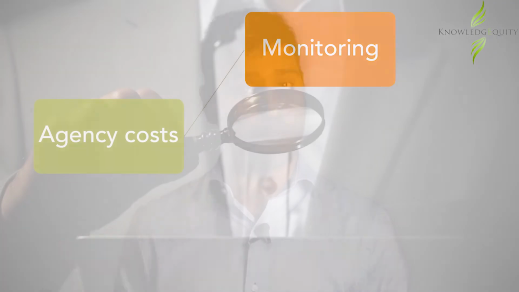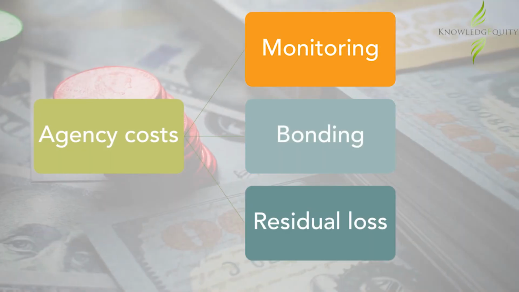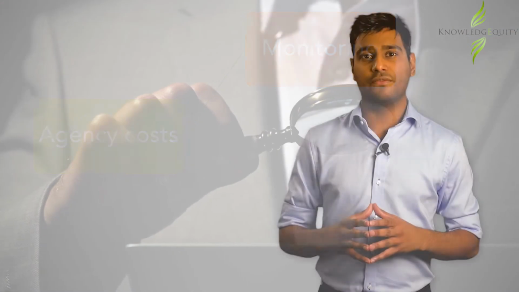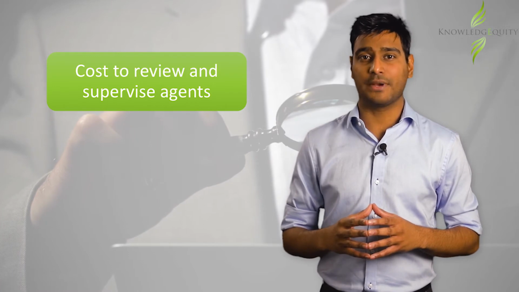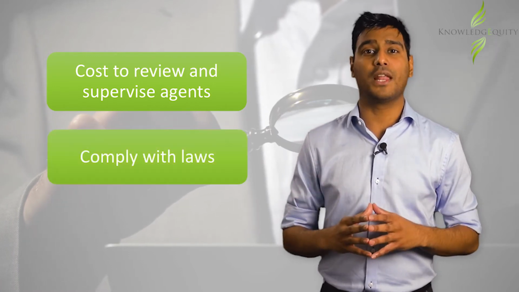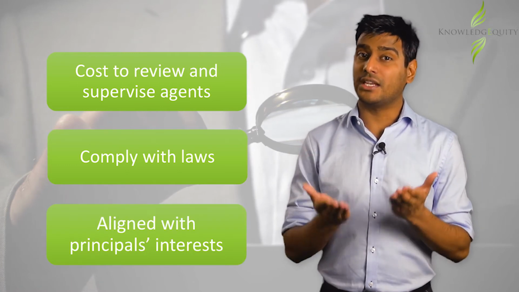There are three types of agency costs. These are monitoring costs, bonding costs, and residual loss. Monitoring costs refer to costs that arise to review or supervise decisions or actions by agents to ensure that they comply with laws and regulations and, as far as possible, are aligned to the interests of the principals. The principals would incur the cost to check the agents are doing what they are supposed to do.